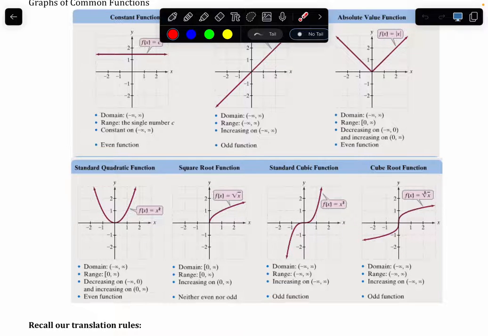With each of these, I took screenshots from your book. They have the domain, the range, tells you the increasing, decreasing, and constant on the open interval, and tells you if they're even, odd, or neither. So all of that's there for you. You also have your graphing calculator. I'm not taking that away from you. So you use that as a resource if you need it.